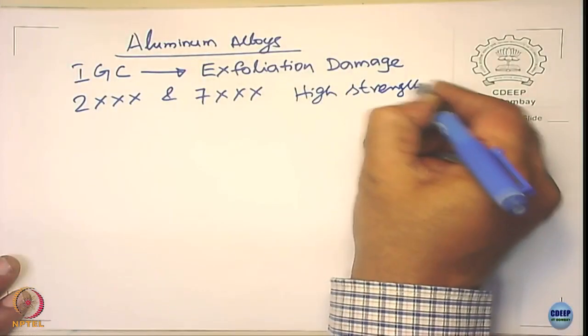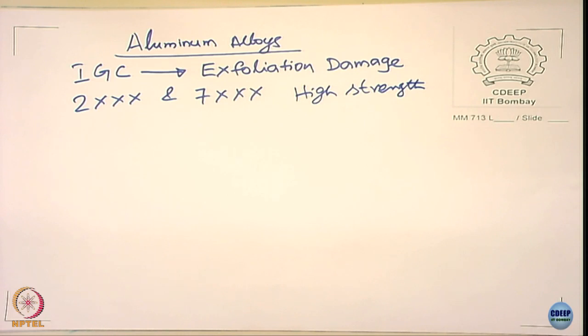In aluminum alloy, this intergranular corrosion takes this form, and especially in 2000 series aluminum alloys and 7000 series aluminum alloys. These two alloys are all high strength alloys, right? They are high strength alloys, and they are used as rolled sheets and extruded components. Okay. When you roll and then extrude, what happens? You get a special kind of microstructure.